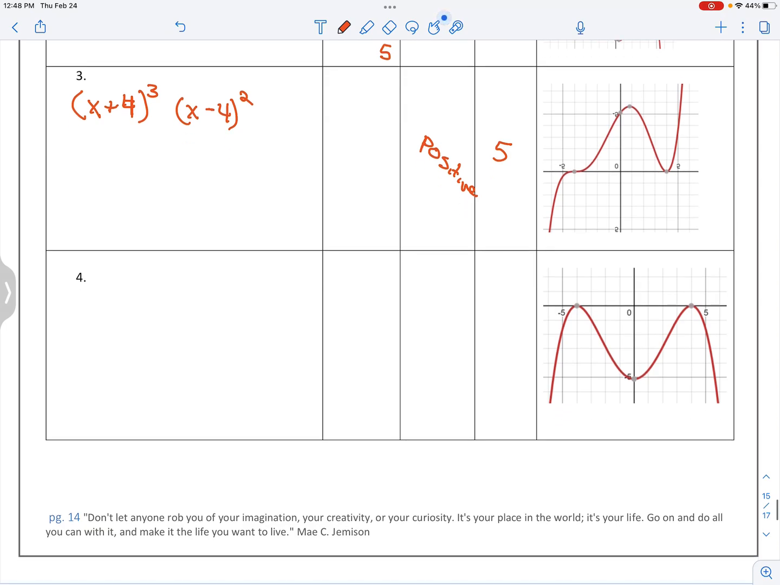Okay, on the next one, sorry, I have a 0 at -4. And it looks like it has even multiplicity. And I have another 0 at 4. And it too looks like it has even multiplicity. Okay, I gotta go. So my leading coefficient is negative, and my degree is 4th.